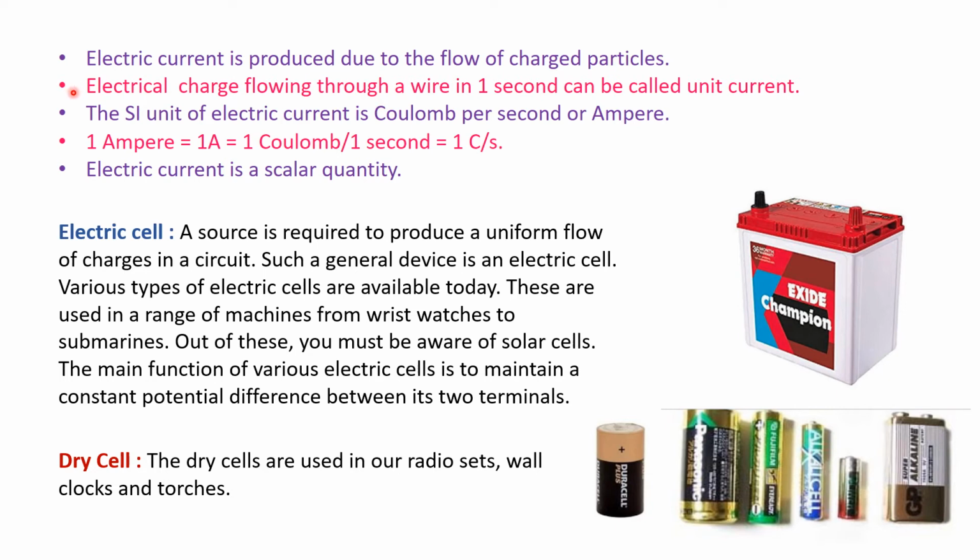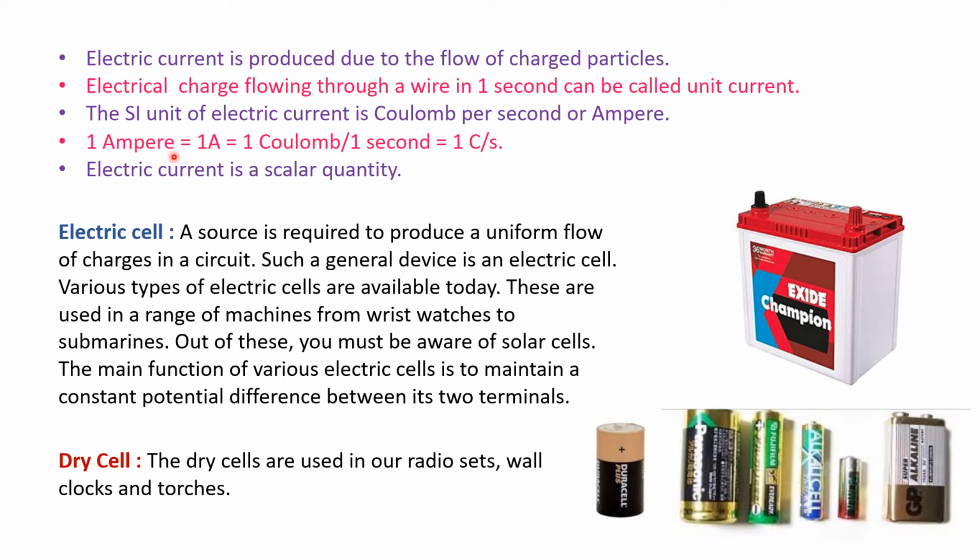Now we will see some points. Electric current is produced due to the flow of charged particles. Electrical charge flowing through a wire in 1 second can be called unit current. The SI unit of electric current is coulomb per second or ampere. Electric current is measured in ampere.